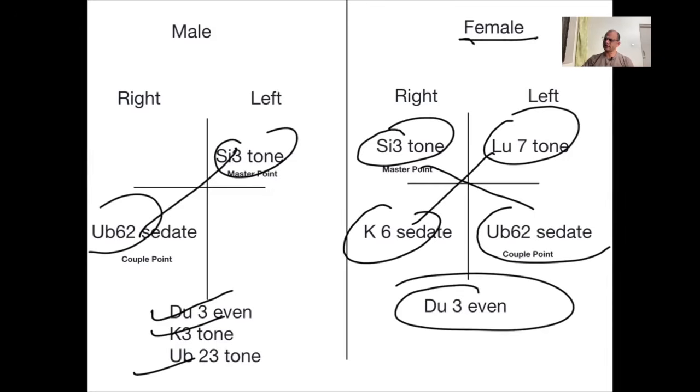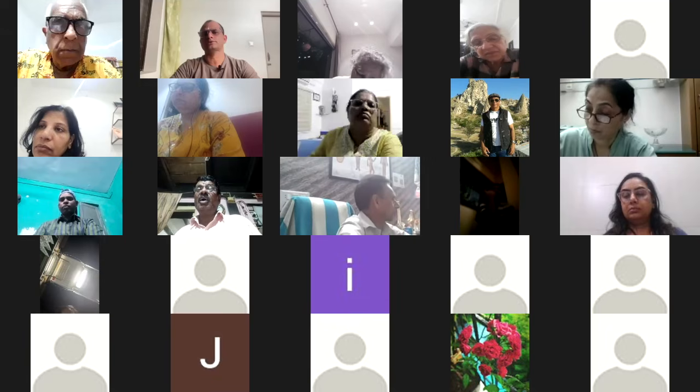Sometimes I also add 3, 3, 3 here also. It gives good results. DU3, K3, UB23. But for female, the added points, lung 7 and kidney 6, are very necessary for females, because of the uterus. Many times, a little disharmony in the uterus is responsible for the lower back pain. Many females have irregular menstruation. Ahead we will see how we correct irregular menstruation with lung 7.